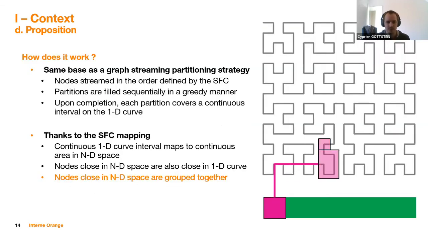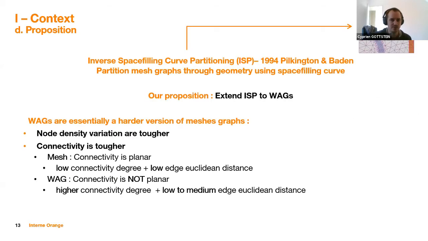How does it work? It is also based on a graph streaming partitioning strategy. I may not have mentioned that before, but when ISP was created in 1994, streaming strategies did not exist yet. And ISP is not a streaming strategy by default, but if we look at its current requirements and the way we apply it, in fact, in 2020, it is a streaming strategy.